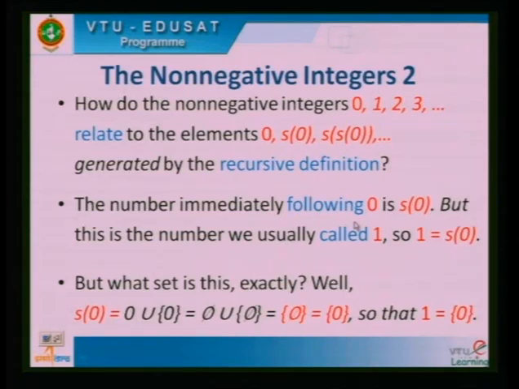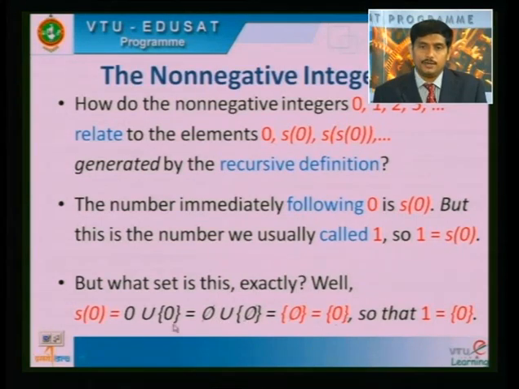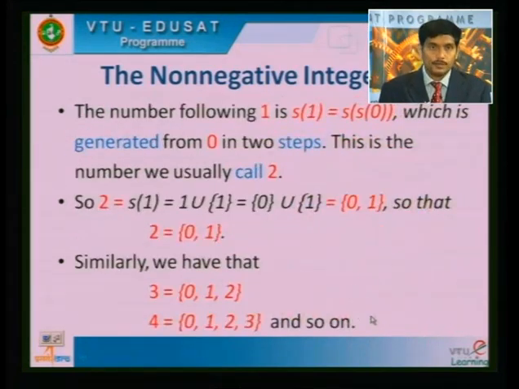The number that immediately follows 0 is S of 0, but this is the number we usually call 1. So 1 equals S of 0. But what set is this exactly? Well, S of 0 is 0 union {0}, that is, the empty set union {empty set}. Union means you get both the sets' elements, so 1 equals {0}, that is, one element is present, 0 is in the set.